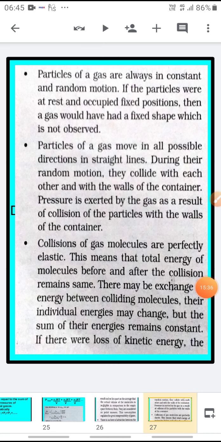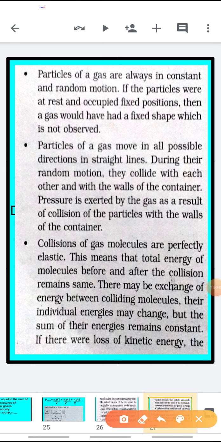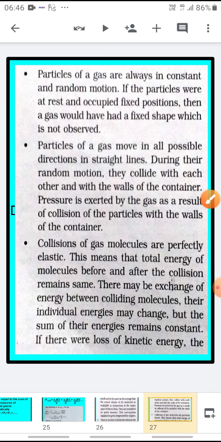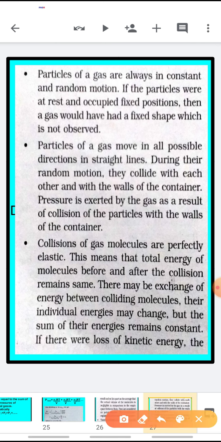Now coming to the next postulate, the particles of the gas move in all possible directions in straight lines, and when they are moving, they collide with each other and with the walls of the container. Now the gas pressure is a result of the collision of particles with the walls of the container. This is why the gas exerts pressure. Now the next is that collision of gas molecules is perfectly elastic.